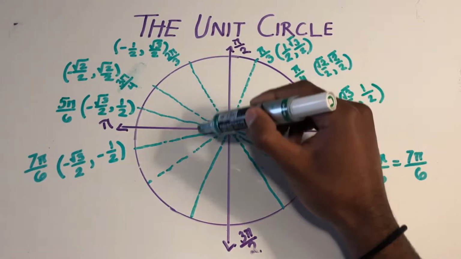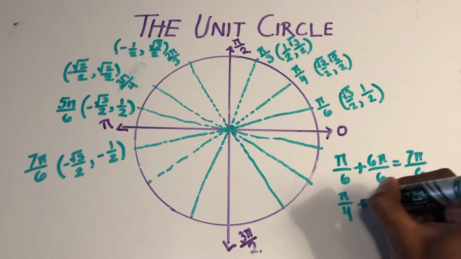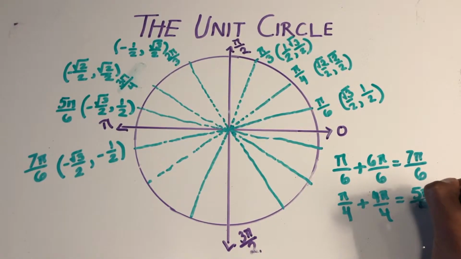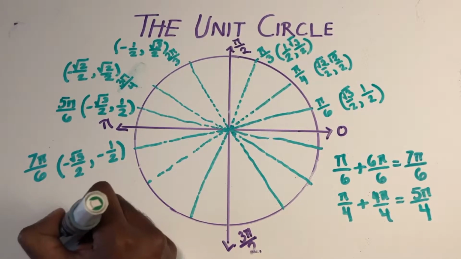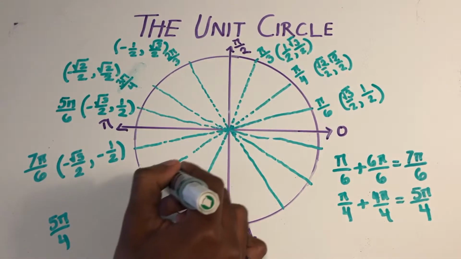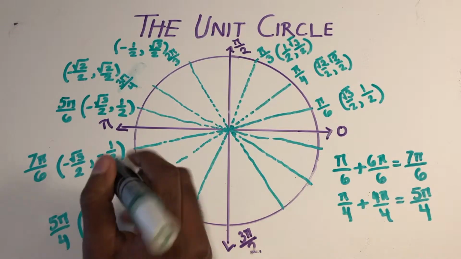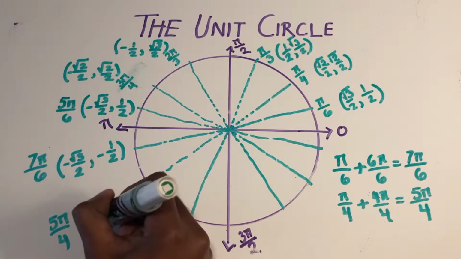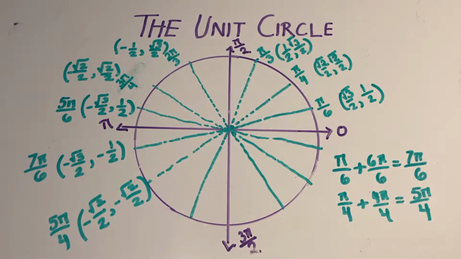For pi over 4, if we add pi, we're going to end up with pi over 4 plus 4 pi over 4. It's going to give us 5 pi over 4. So here is 5 pi over 4. Looking at the corresponding ordered pair, we have radical 2 over 2 and radical 2 over 2. Let's not forget our negatives here. We have negative radical 2 over 2 and negative radical 2 over 2.